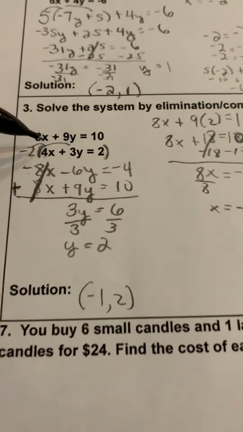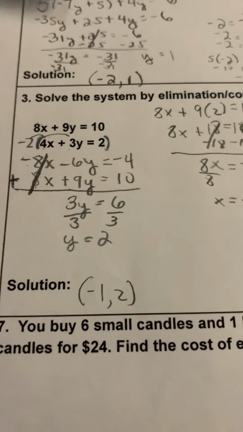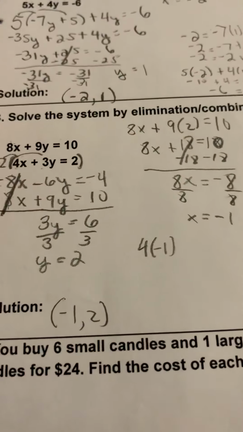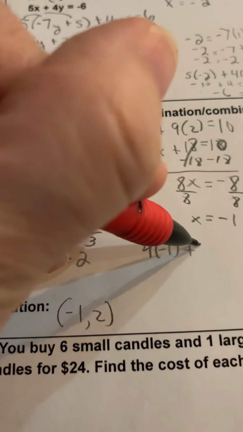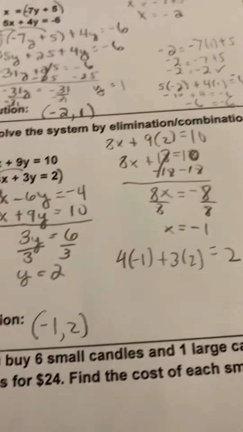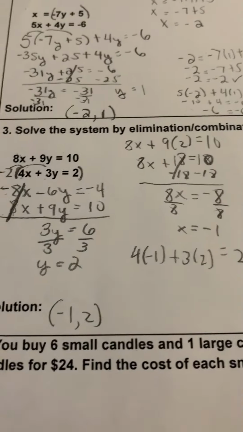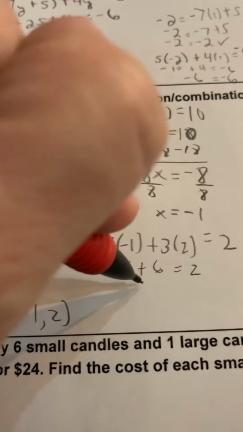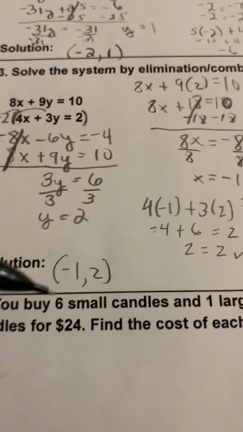So now that I know my solution is negative 1, 2, I'm going to go ahead and plug it into this other equation just to make sure that it works. So 4 times the negative 1 plus 3 times 2 should equal 2, or I've done something wrong. Okay, so I have negative 4 plus 6 equals 2. Negative 4 plus 6 is 2, so 2 equals 2. Check. So now I know that my solution is correct.